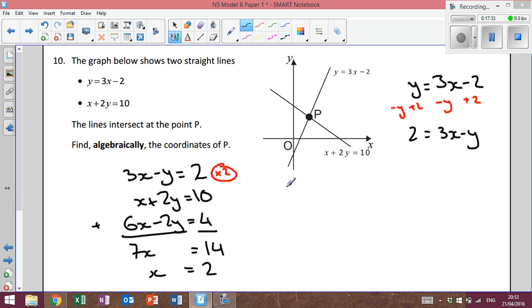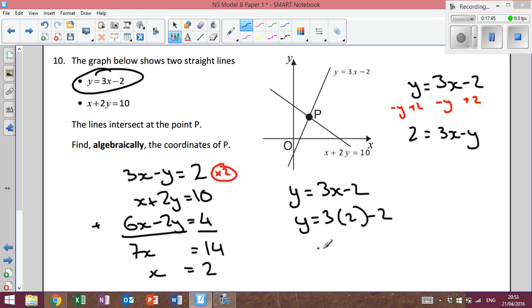Next, we don't want just x, we want the y coordinate as well. So y is equal to 3x minus 2 from up here. But now we know that x is 2, so y is equal to 3 2s minus 2. 3 2s are 6, take away 2 is 4. Now the coordinates, your point of intersection, is equal to (2, 4).